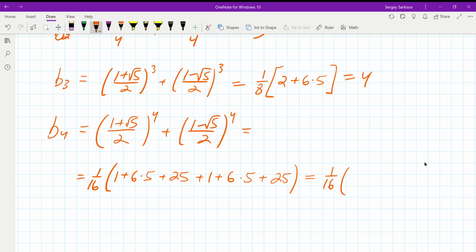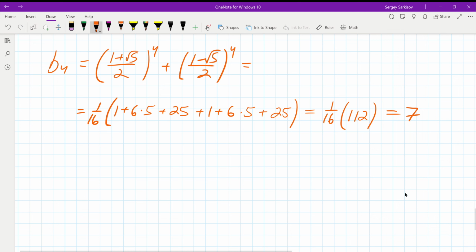60. 102, is it? 7. Oh, 112. Oops. 30 plus, what is that? 50. Yeah, 112, which is 7. That's cool. All right, that's actually not impossible.